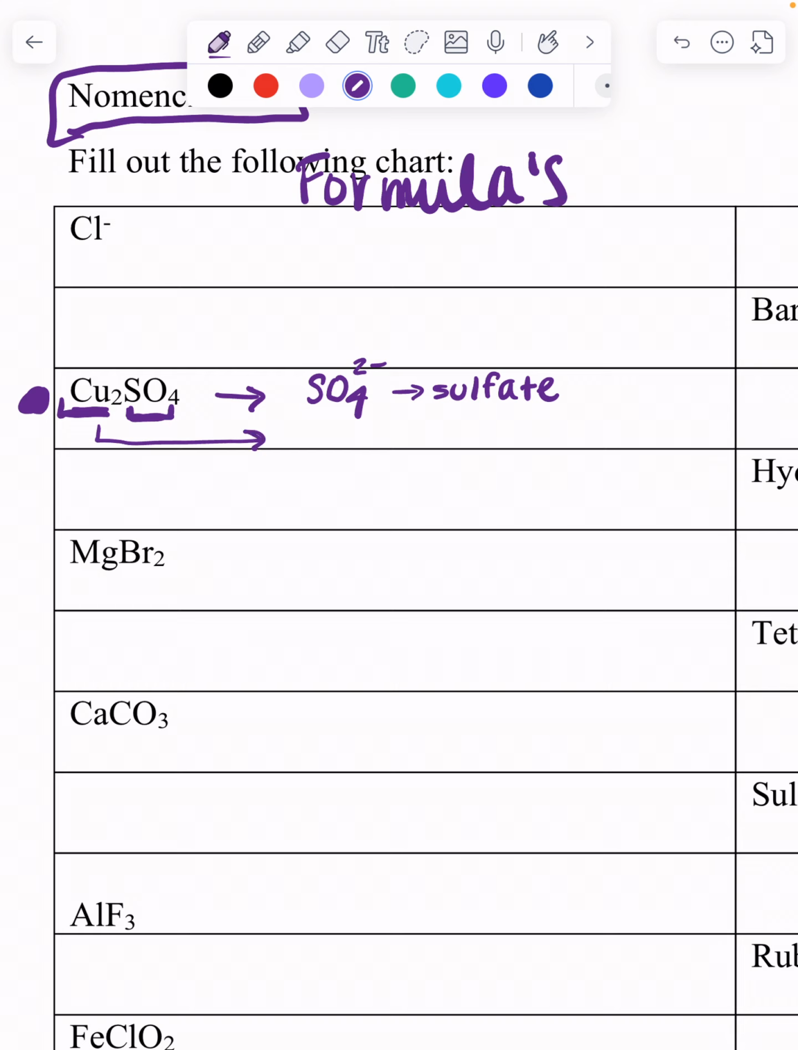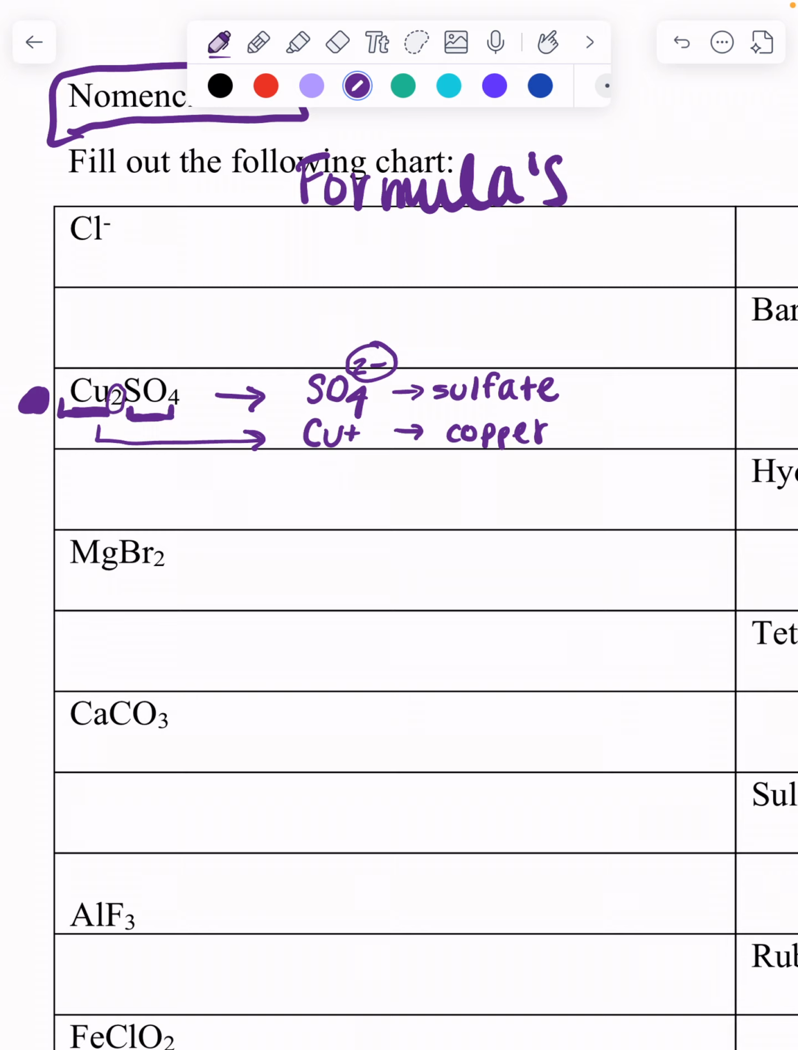Cu. So Cu is copper. I know that it is copper, and I also know that copper is a transition metal. If you remember, transition metals do not have static charges. We have to depend on whatever they are coupled with in a compound to determine their charge. So if sulfate here has a -2 charge, and I have 2 coppers in my compound, then that probably means that each copper has a +1 charge. So it would be Cu+.